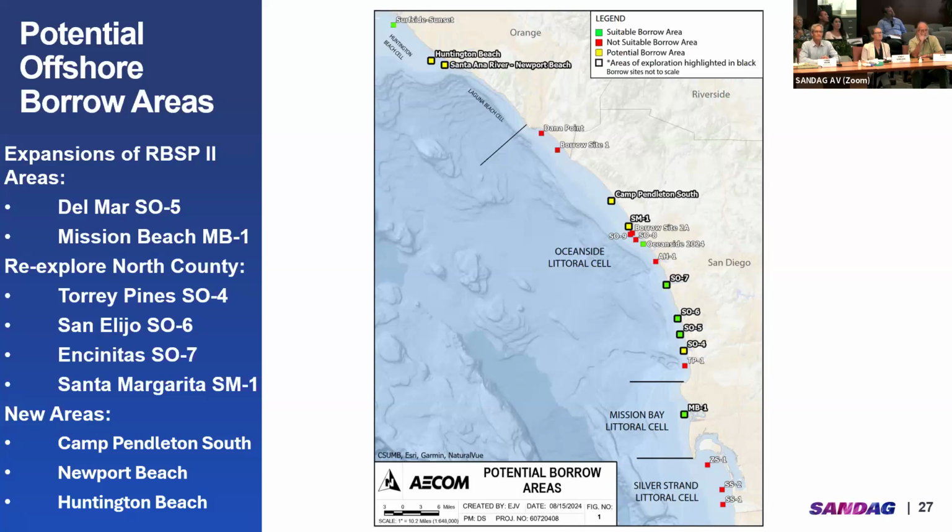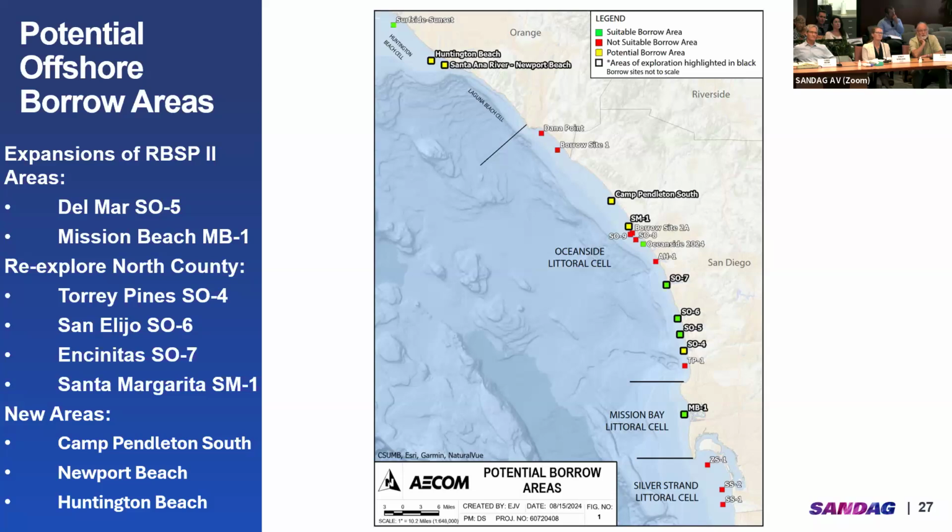We'll look at moving the borrow site closer to shore. We'll go back to San Alejo. It was heavily used. There still may be material there. Encinitas, same, off Batiquitos Lagoon. It was heavily used before. We're going to look and try to broaden and reuse those areas. Santa Margarita River, this is north of the harbor. There's a substantial volume of sand. It's been deemed too fine in the past. We want to go back and look at that again.